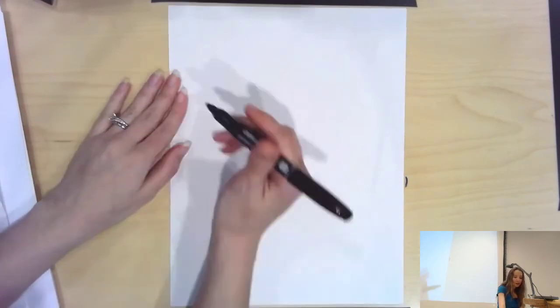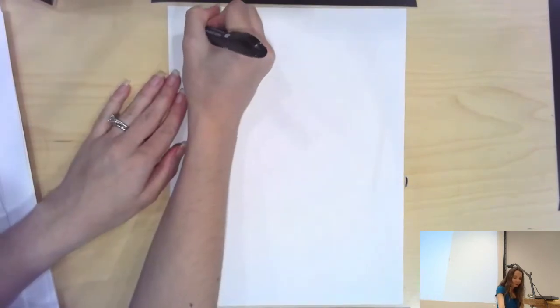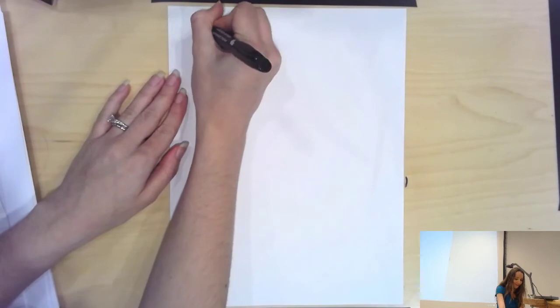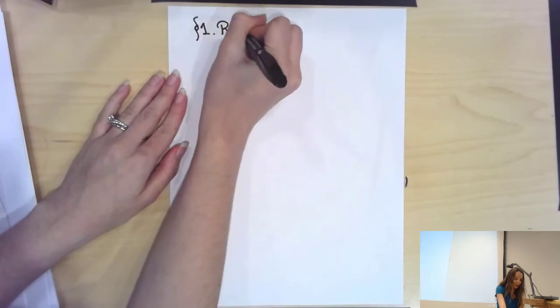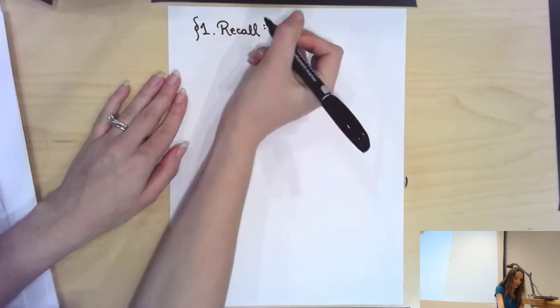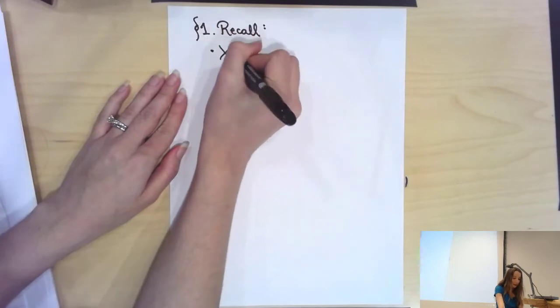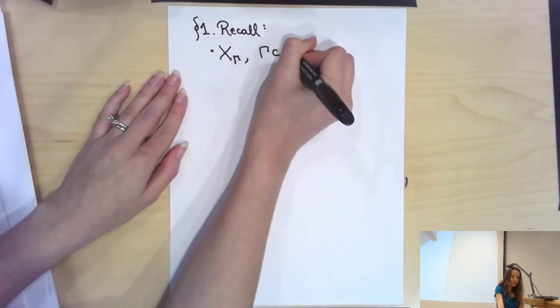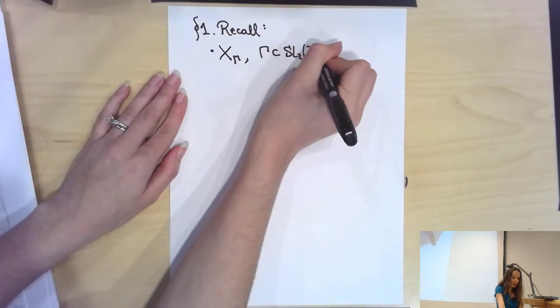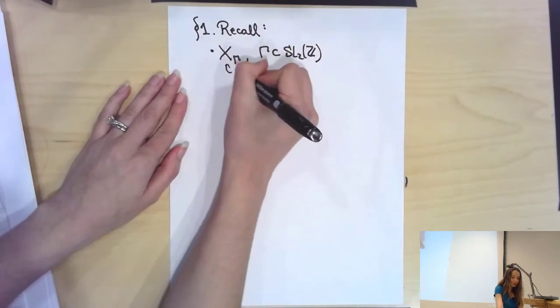So the goal for today is to actually start talking about perfectoid spaces and see some examples. But just to get started, I want to recall where I was at the end of the last talk and just make some comments. So what we had was X gamma, where gamma was a congruence subgroup of SL2(Z). And so this was a modular curve.